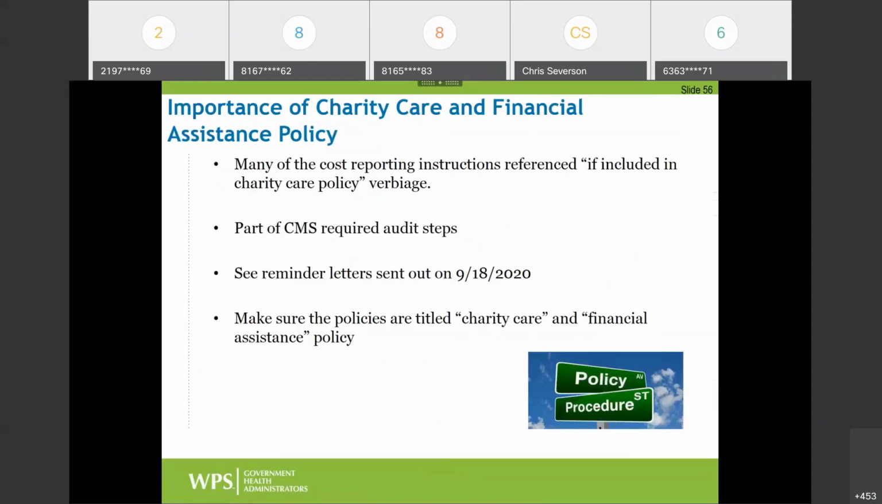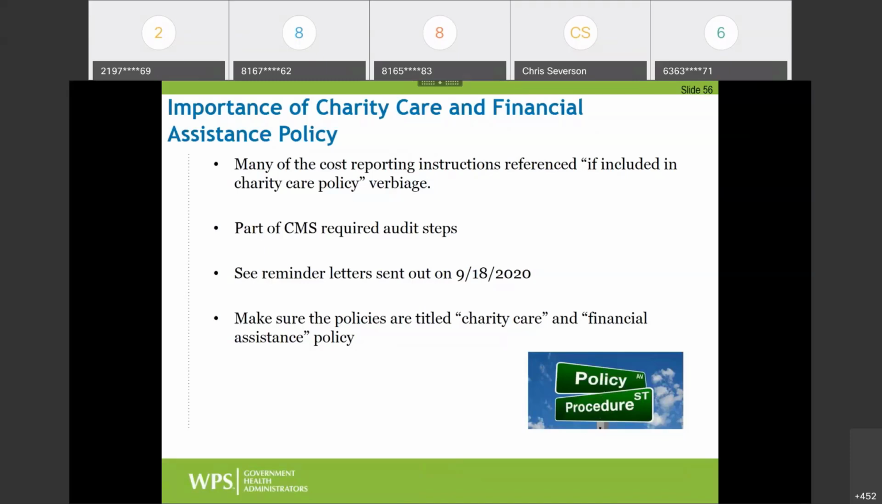Now what I wanted to do is spend just a minute or two talking about the charity care policy, which I really think we've covered quite a bit up to this point. You can see that the cost reporting instructions have a lot of that, if included in your charity care policy type verbiage. This is part of CMS's required audit steps. And I do want to show an example of the template that we sent out here.